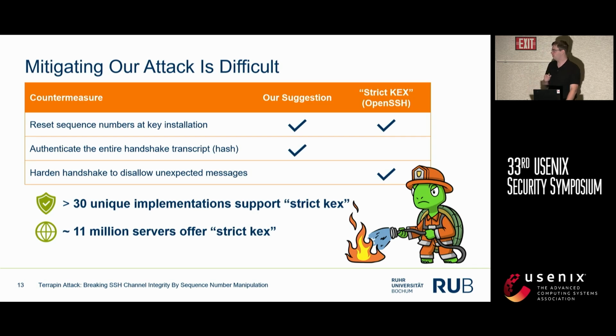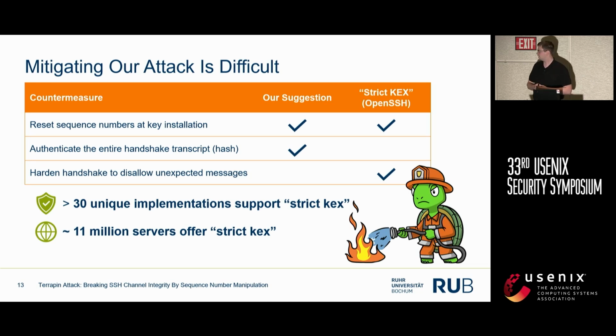Now, how can we mitigate our attack? We suggested two mitigations. For one, to reset the sequence numbers at key installation, which actually takes the attacker's capability away to manipulate the sequence numbers. And the second thing that we suggested was to authenticate the entire handshake transcript to thwart message injection into the handshake.